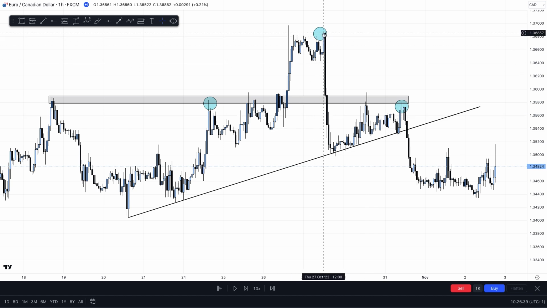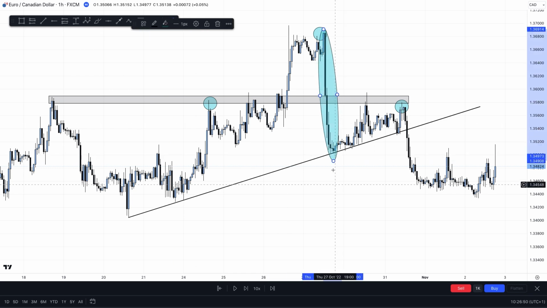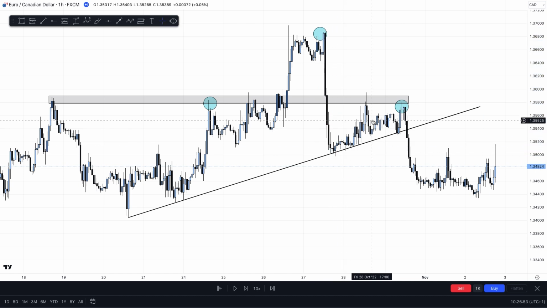So as you can see, as soon as we formed the head, we had a nice impulsive move to the downside. That was the first kind of initial phase, the initial move that would tell us that price is potentially going to move bearish. And then what we had was a correction from there, this kind of bullish correction back up to make the right shoulder. And then this another impulsive move to the downside was our confirmation that we are now in bearish market structure, and the head and shoulders is confirmed.